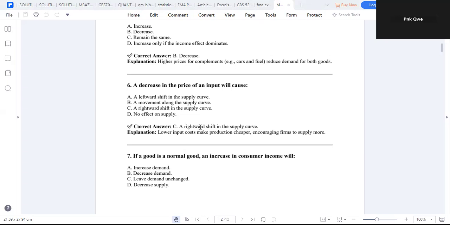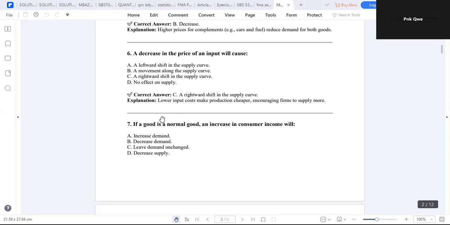All right, so we go to question number 7. If a good is normal, an increase in consumer income will do what? If a good is normal, so normal goods and income. You must understand that normal goods have a positive relationship. So the higher the income, the higher the purchasing power. So the principle here is that we have the following income effect.